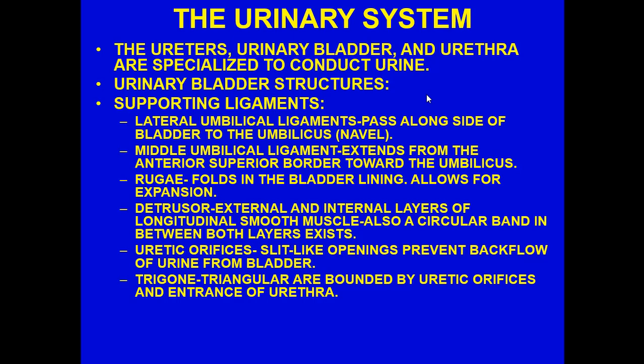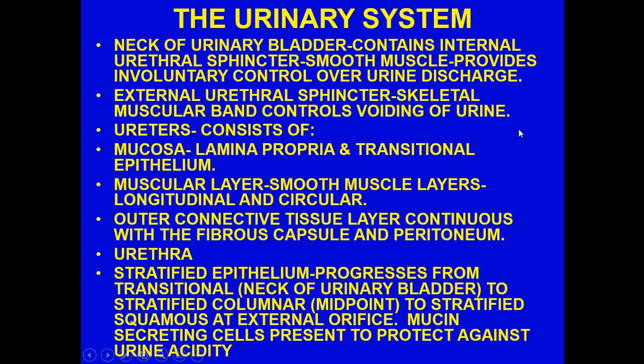The ureteric orifices are slit-like openings that prevent the backflow of urine from the bladder. So when the expansion occurs and when you start having the contraction, the slit-like openings will shut quickly so they don't have a backflow of urine from the bladder up the ureters. There is a unique structure called the trigone. It is a triangular area bounded by the ureteric orifices and the entrance of the urethra. Now, the neck of the urinary bladder contains the internal urethral sphincter. This is made of smooth muscle. There's going to be an internal and an external one, so heads up on this, okay? The internal one provides involuntary control over urine discharge.